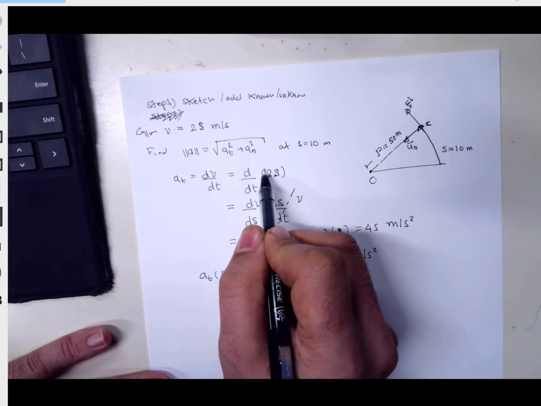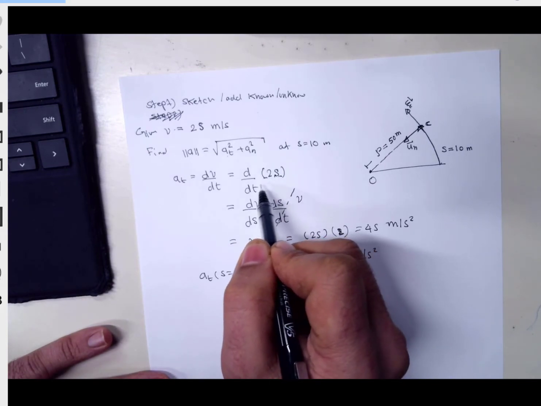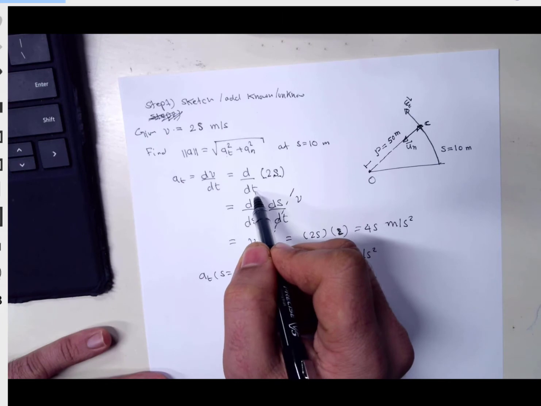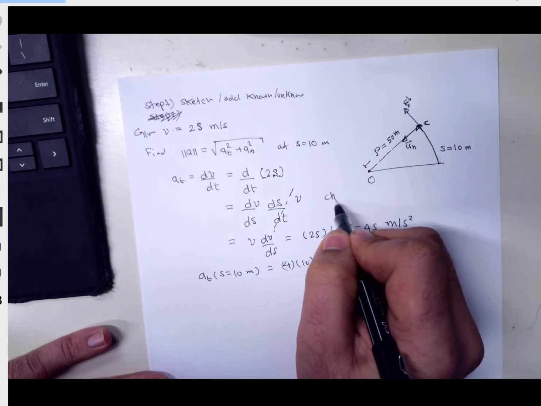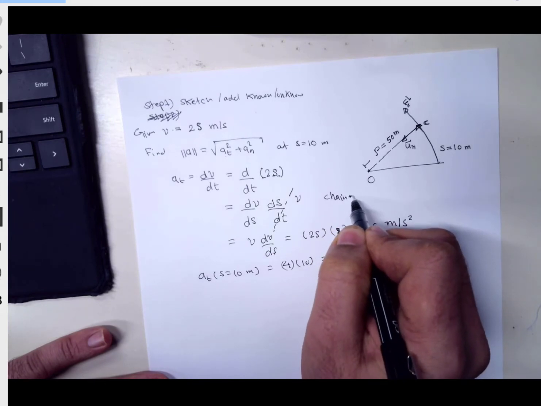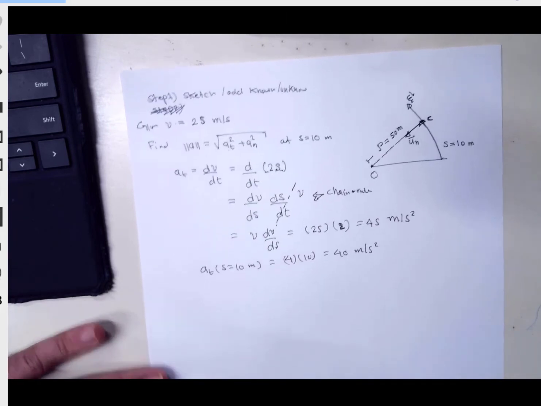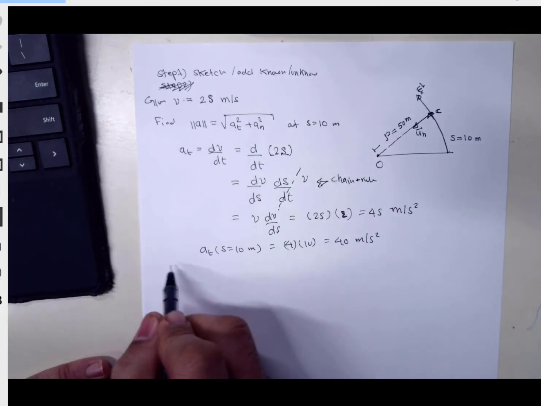I just want to make sure that you guys understand, when I plug this in, that I cannot take the derivative of 2s with respect to time directly, so I have to use the chain rule. So you have to use that. Alright, okay, so we got the first one.